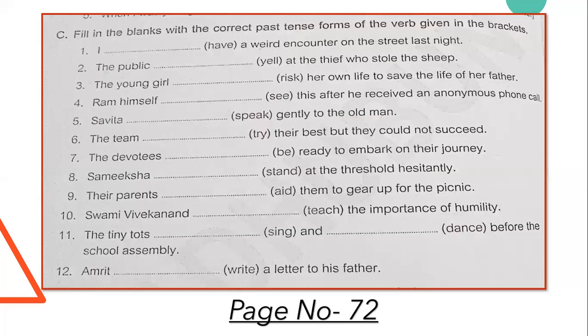Okay. Next exercise, students. Exercise C. Fill in the blanks with the correct past tense forms of the verb given in the brackets. All right. You all know the drill. Pause, complete, and then check.